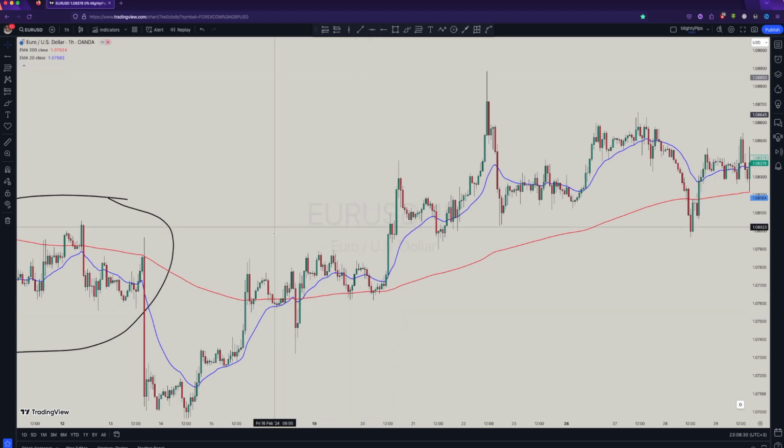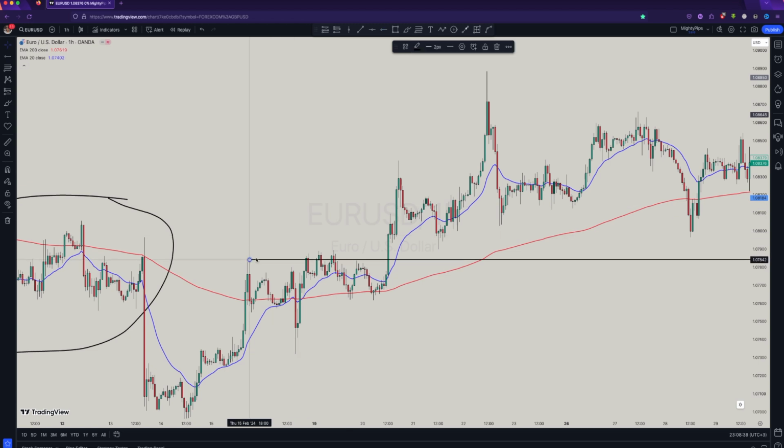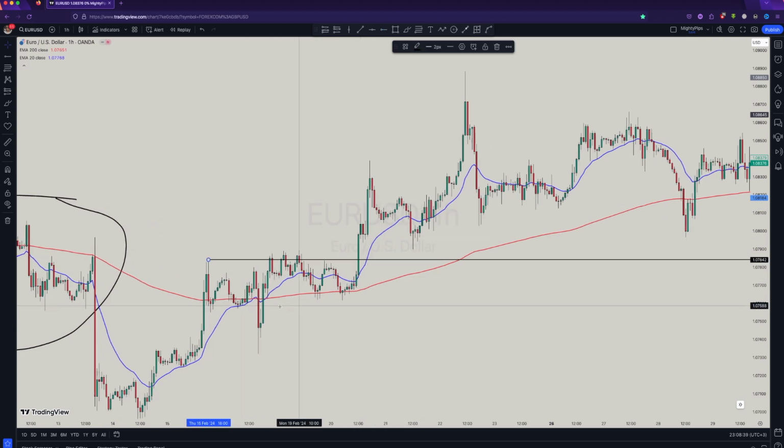Where is the previous high? The previous high is this one here. Wait for price to break above that high. Okay, so we see price breaks above the high. The price pulls back to the 20, but it is still above the 20. Wait for it to go below the 20. You can see now here it comes below the 20 and comes to the 200.